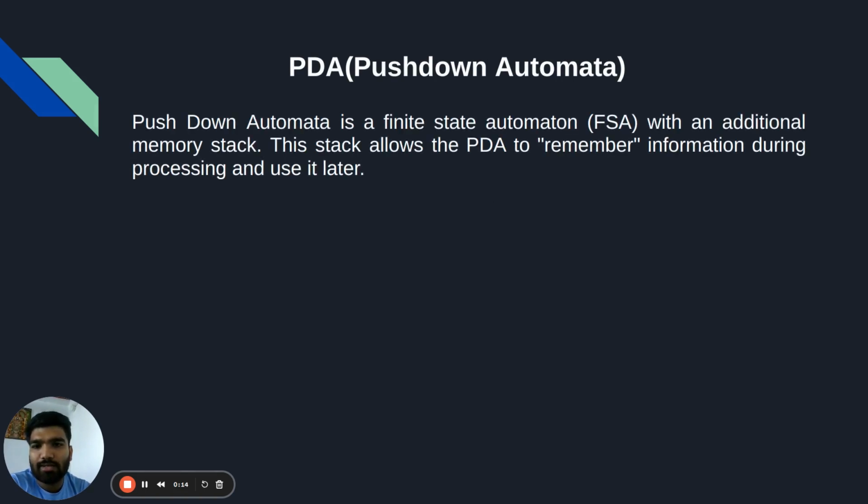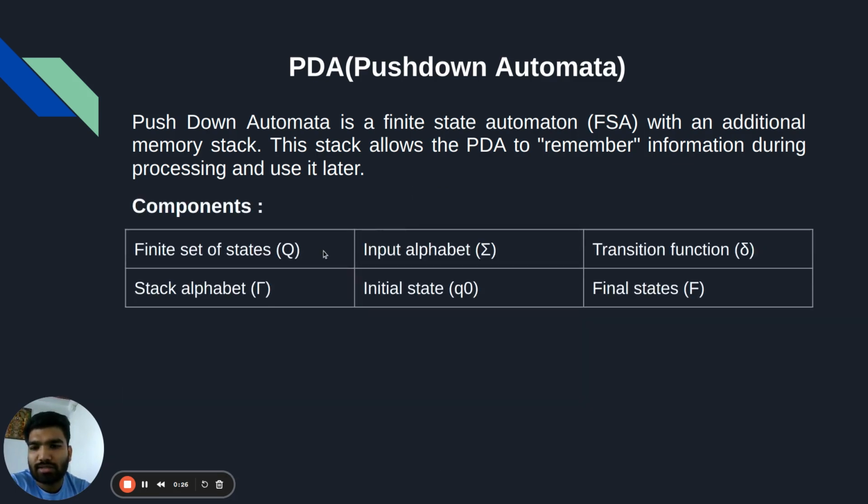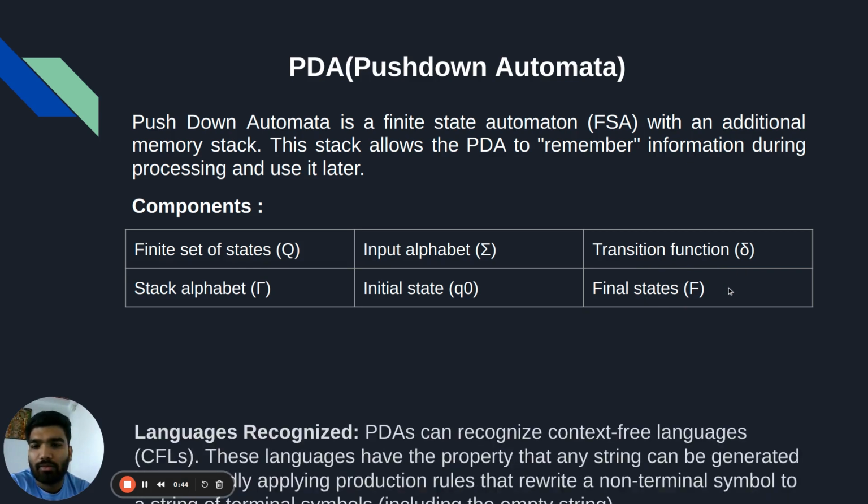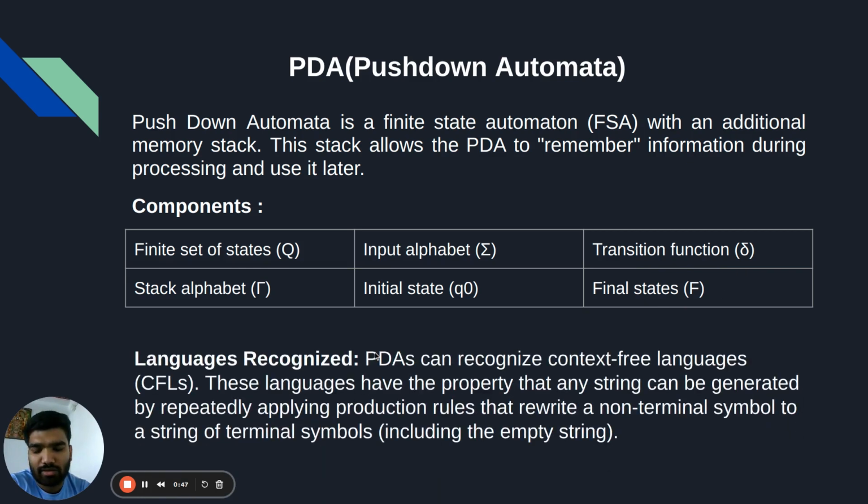A pushdown automata is a finite automata with an additional memory stack. This stack allows the PDA to remember information during processing and use it later. Its components: these are the six components used by the PDA. States represented by Q, stack alphabets represented by the symbol, the input alphabet represented by sigma, initial state represented by Q0, transition function represented by delta, and the final states represented by F.